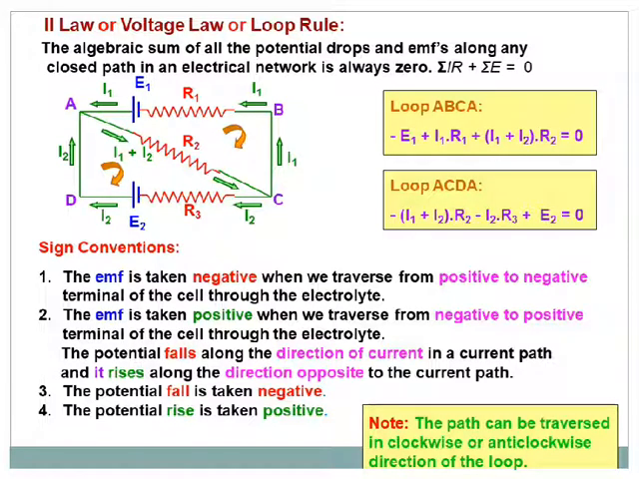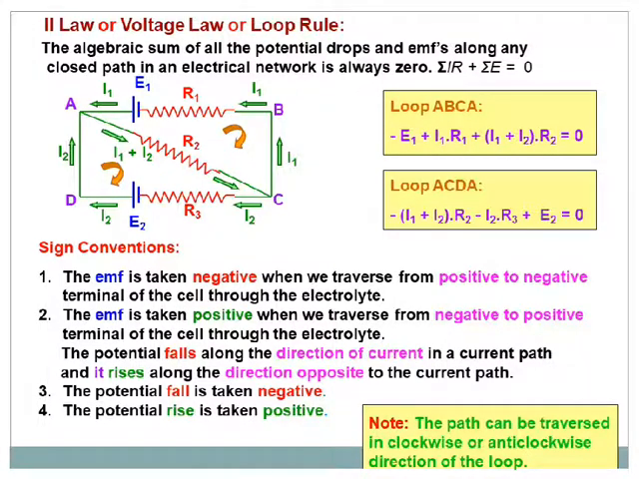The next is for the current. So we have to consider the direction of current. If I am tracing the path in any direction, in this case we are taking the path from A to B, B to C, C to A. While traveling from A to B, the current I1 is in the opposite direction of our tracing path, so that is taken as positive. If the current is going along with our tracing path, then it is negative.